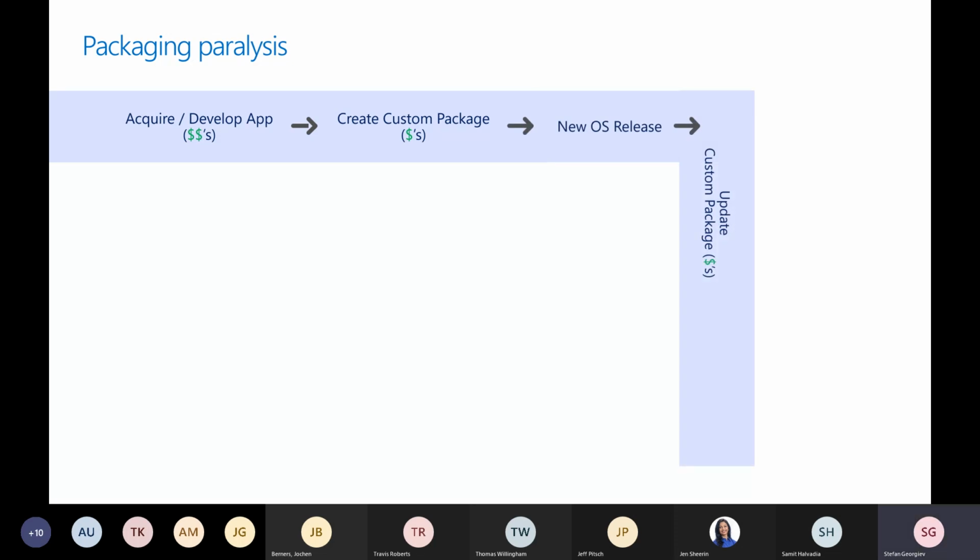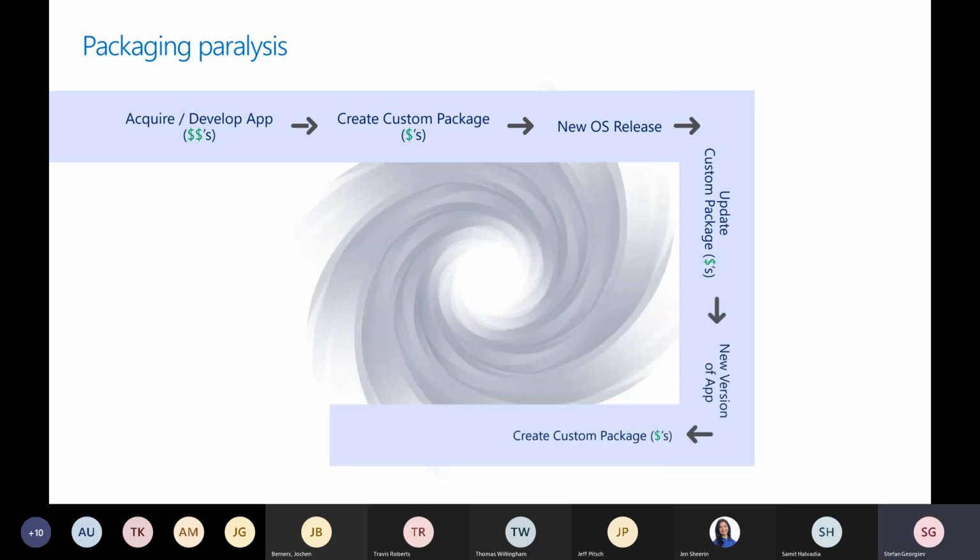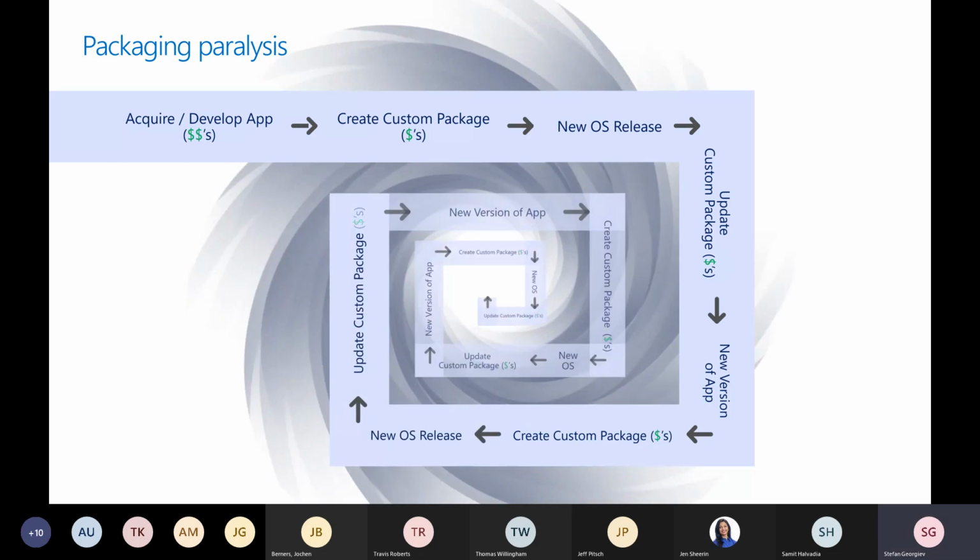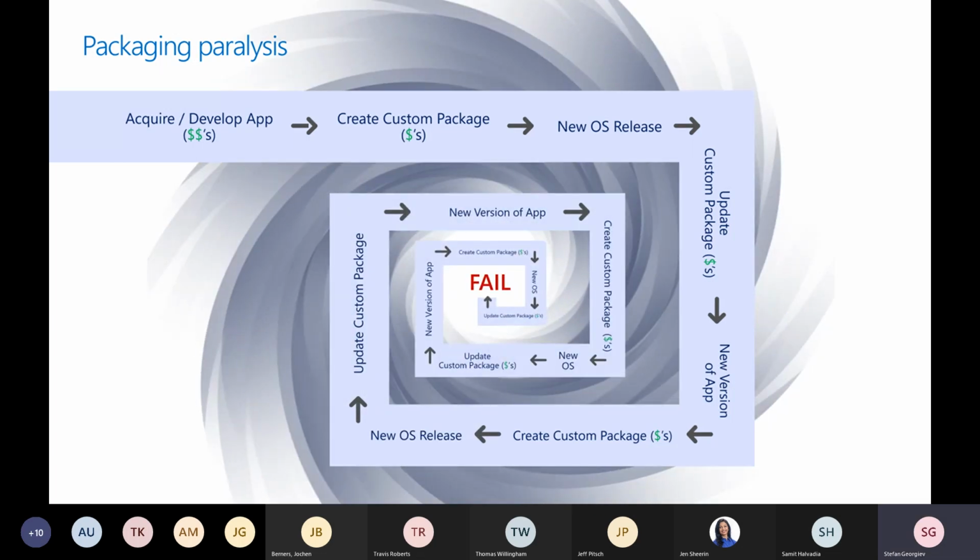Then a new release of the OS comes up, right? I'll update the custom package. It's not that much work. Next month, next month, next month, next version, new version of the application. The cycle never ends, and this is manual. Don't make it manual. You have to automate it, and there are great tools out there to automate it.